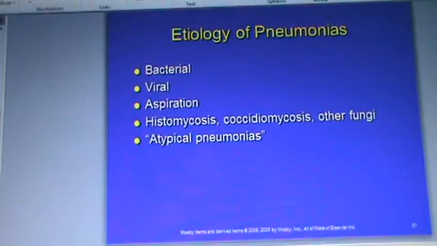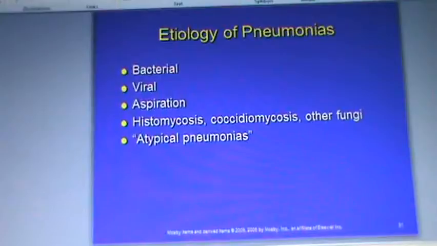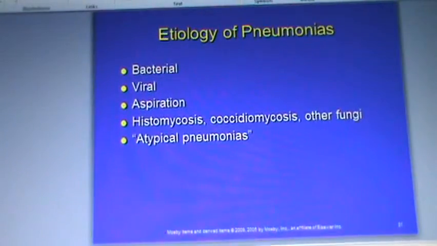Lobar pneumonia: they're bacterial. They can be viral. You can have aspiration pneumonia, such as the child that's born with meconium in the fluid when they're born. We worry about aspiration pneumonia with that. Histoplasmosis, coccidioidomycosis, and other fungi, atypical pneumonias.